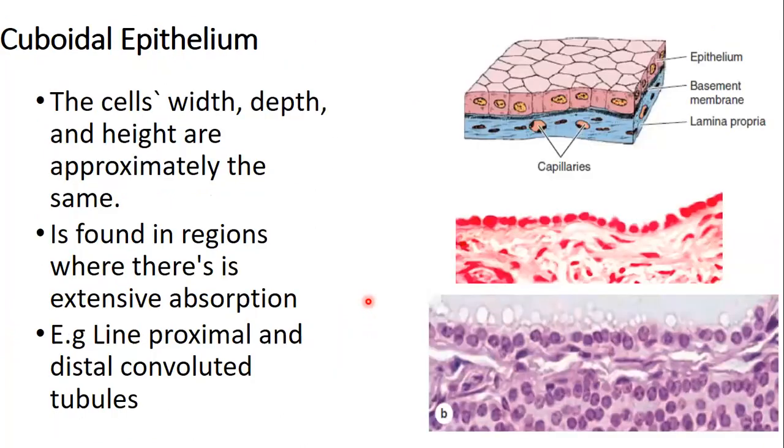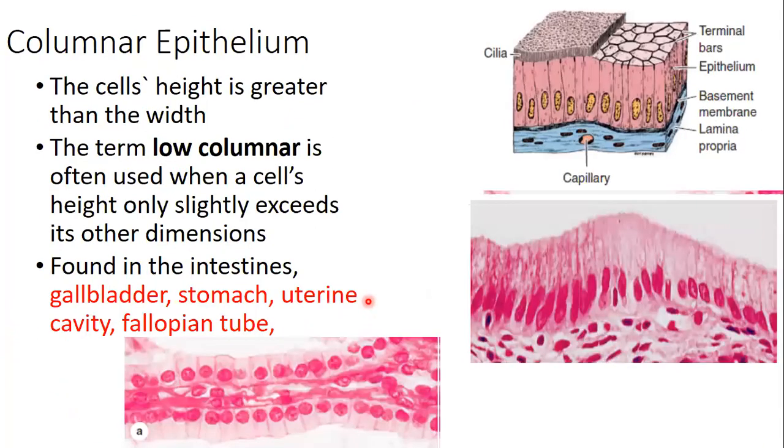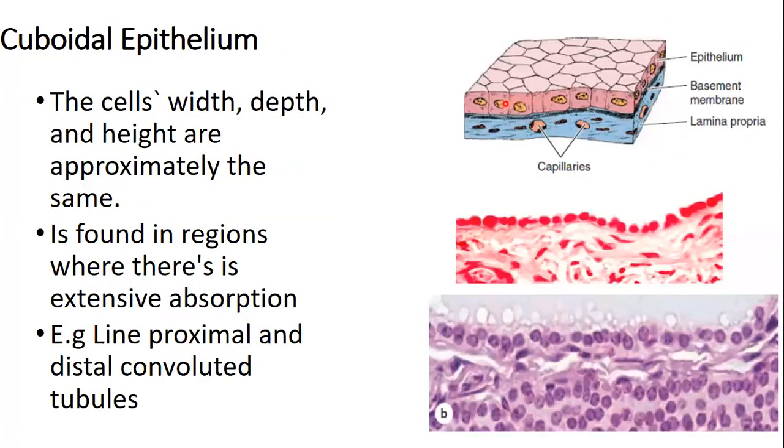Now, let's focus on simple columnar epithelium. If you look at the cells, they appear like columns. These are tall cells, we call them columnar cells. If you observe, the nuclei here are located closer to the bottom, or the basal pole, different from cuboidal epithelium, where the nuclei are round but located in the middle of the cell.